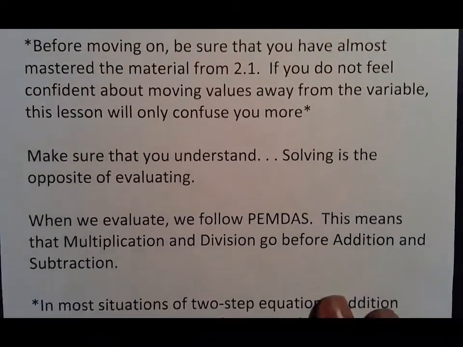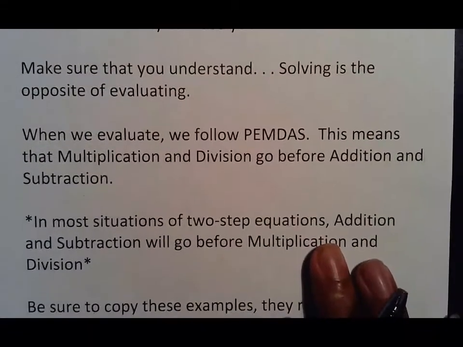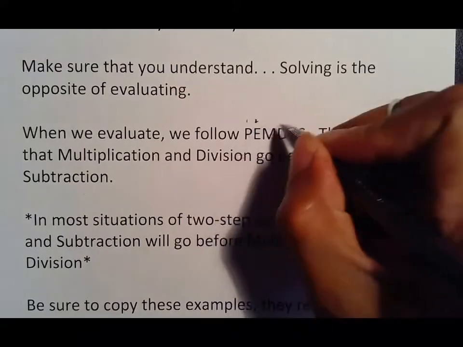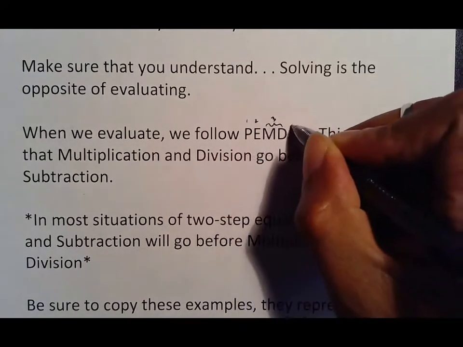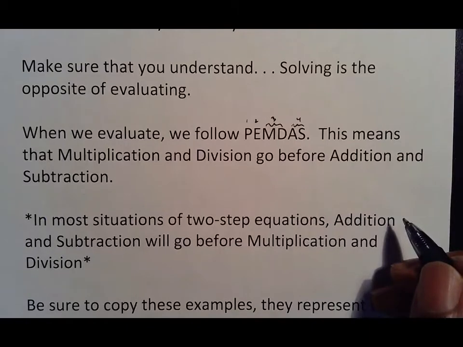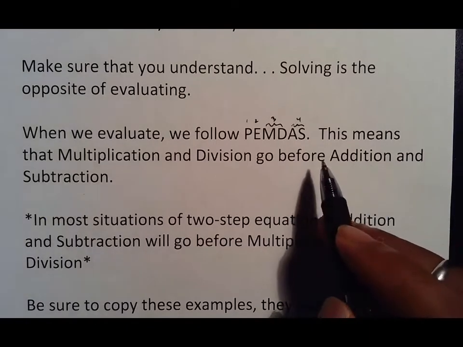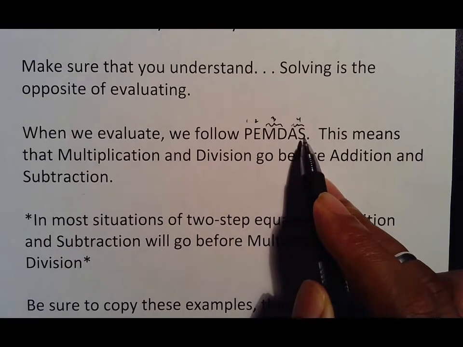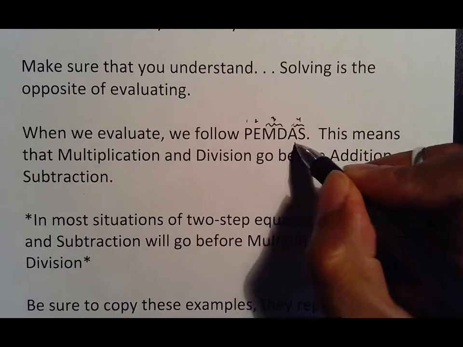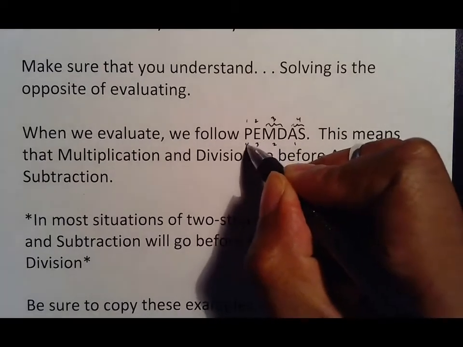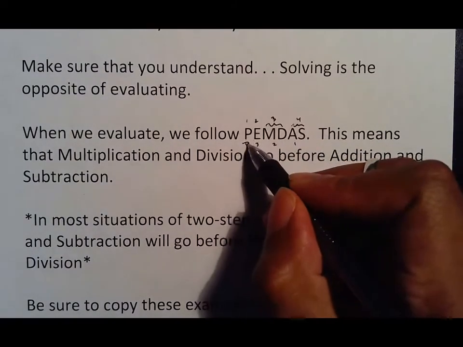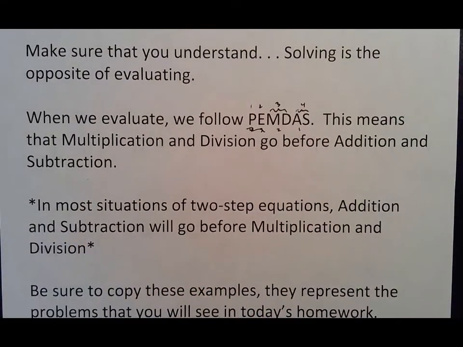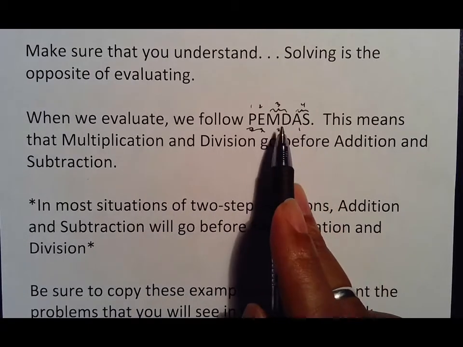Make sure you understand solving is the opposite of evaluating. So when we evaluate, we follow PEMDAS. That means parentheses are first, exponent second, multiplication, division third, addition, subtraction fourth. So in most situations in solving and evaluating, you go 1, 2, 3, 4. Well, when you're solving, it'll be 1, 2, 3, 4, kind of that way. Don't worry about the 3 and 4 portion, but the key idea to understand is that when you're solving, in most situations, again, I'm saying most, addition and subtraction will go before multiplication, division.